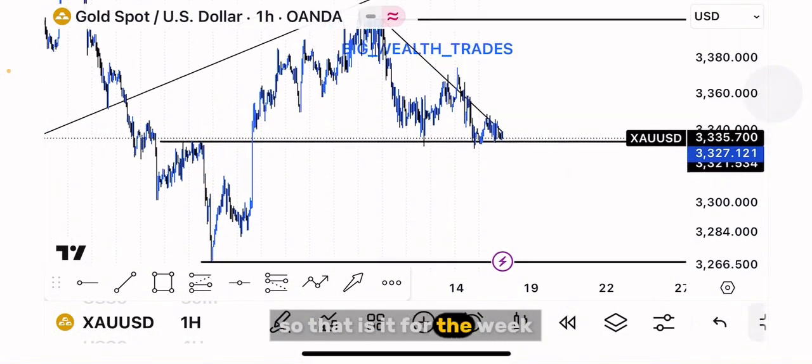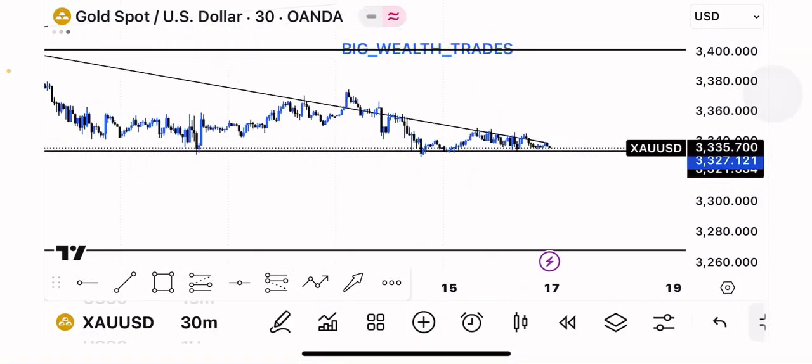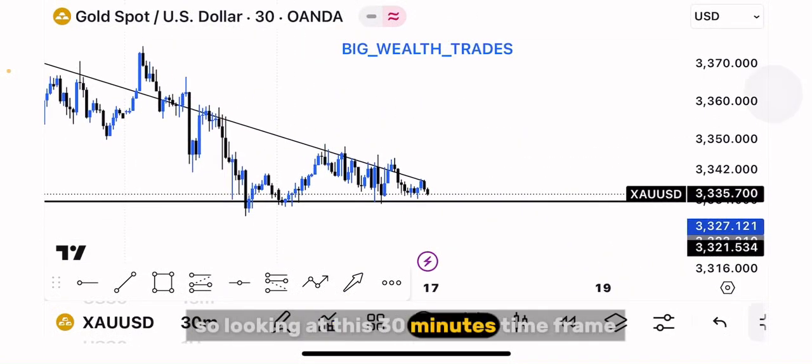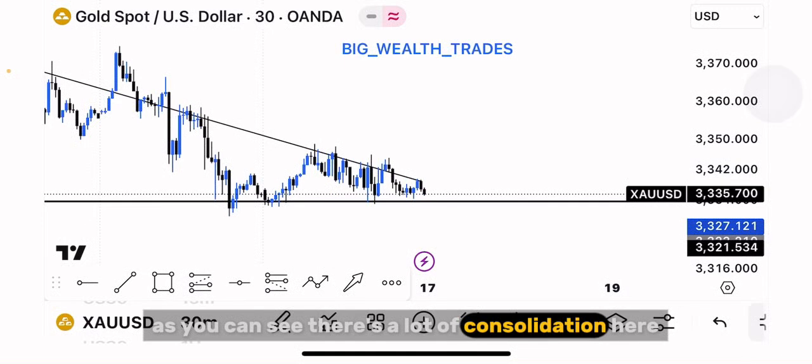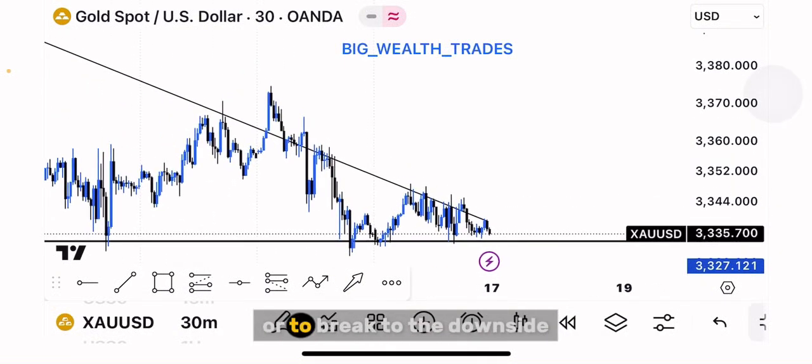So that is it for the week. Let's just go down to the 30 minutes time frame. Looking at the 30 minutes time frame, as you can see, there's a lot of consolidation here because that was Friday. Our market is contemplating either to break to the upside or to break the downside.